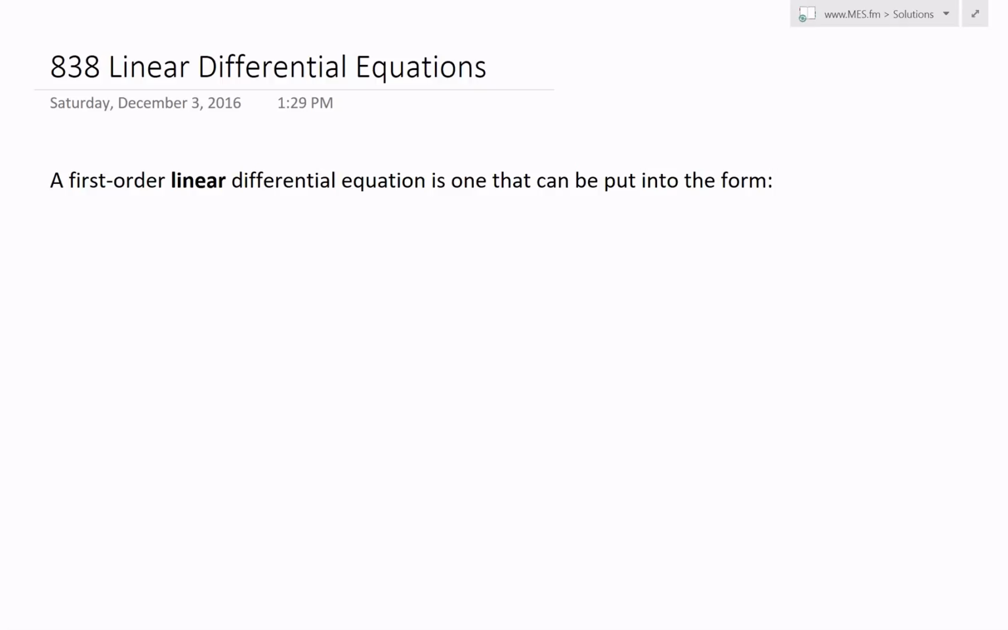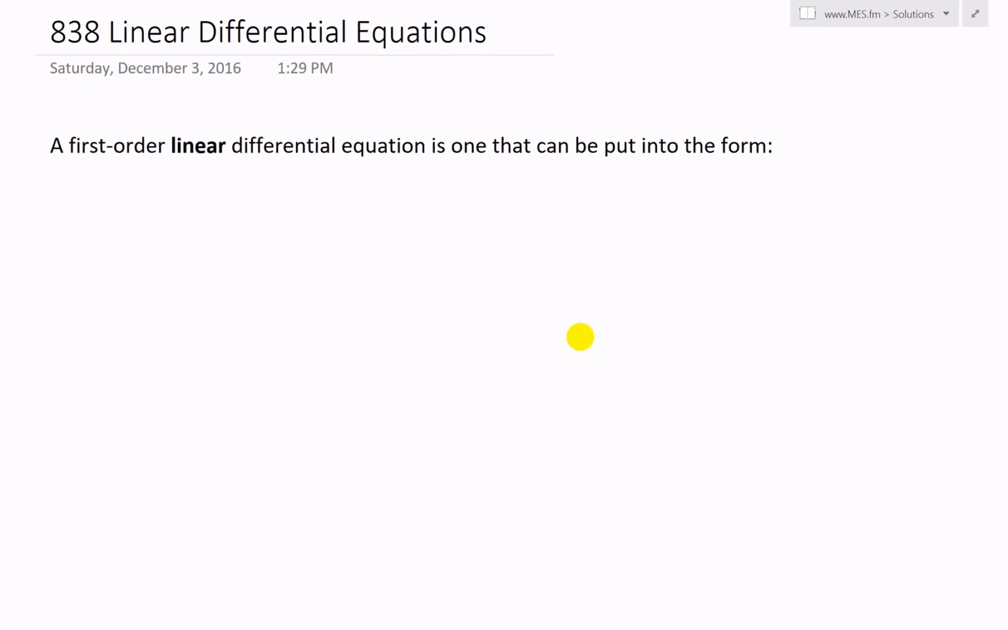Today we're going to discuss further into differential equations, but now look at linear differential equations, or first order linear differential equations, and go over the derivation for the solution of these types of differential equations. Basically, a first order differential equation is one that could be put in the form of dy over dx. So there's your derivative. And it's first order because we're only dealing with the first derivative.